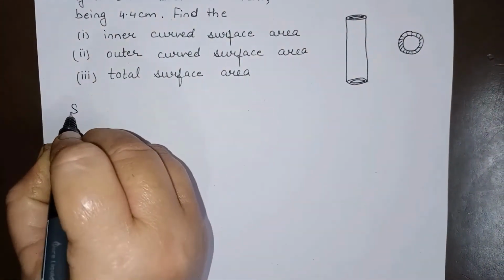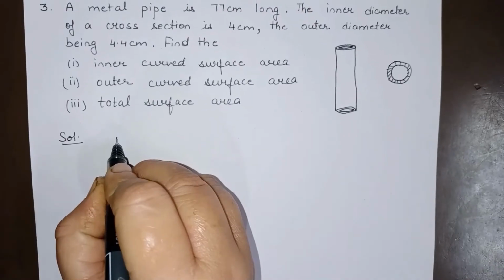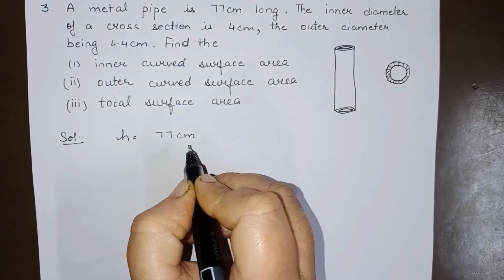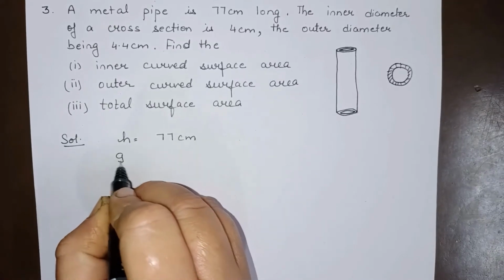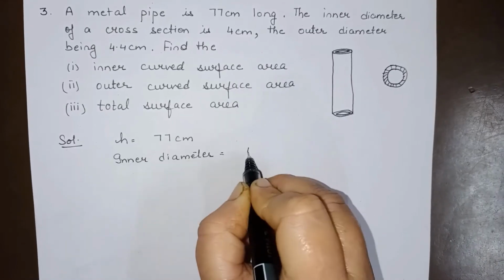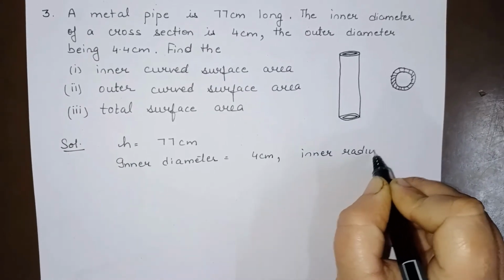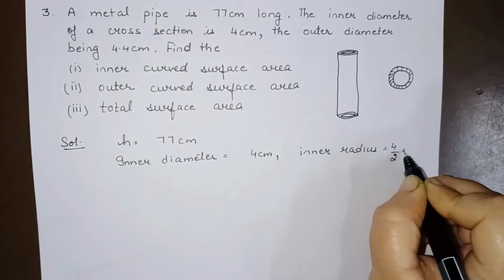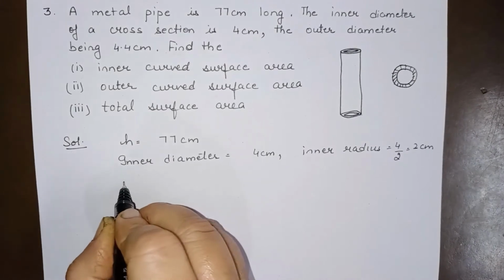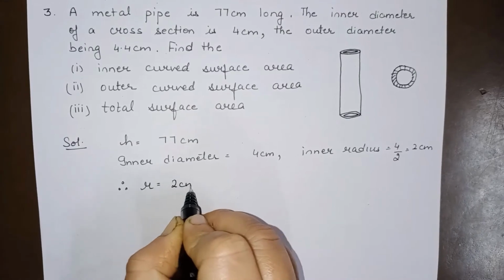So let us see what is given to us. We will write first. So metal pipe, this is a metal pipe which say that height given here is 77 centimeter. The inner diameter of cross section is 4 centimeters. So it is also given that inner diameter is 4 centimeters. So we can write inner radius will be 4 by 2, that is 2 centimeter. Radius is half of the diameter. Or we can take this inner radius as small r. So small r is given to be 2 centimeter.